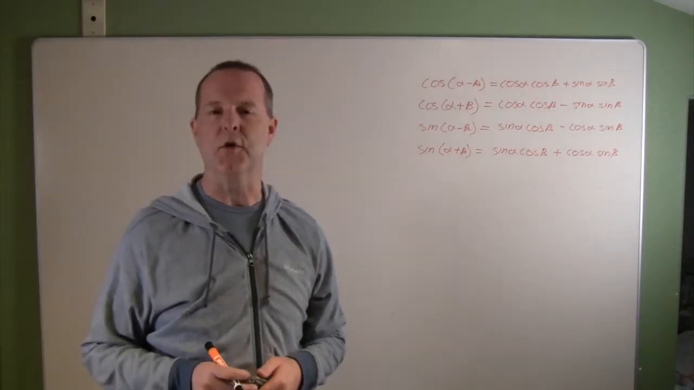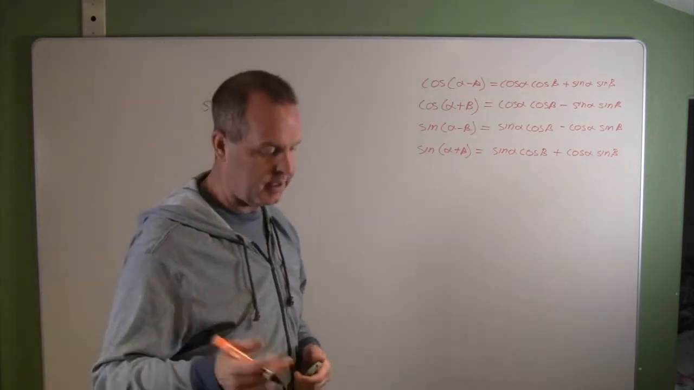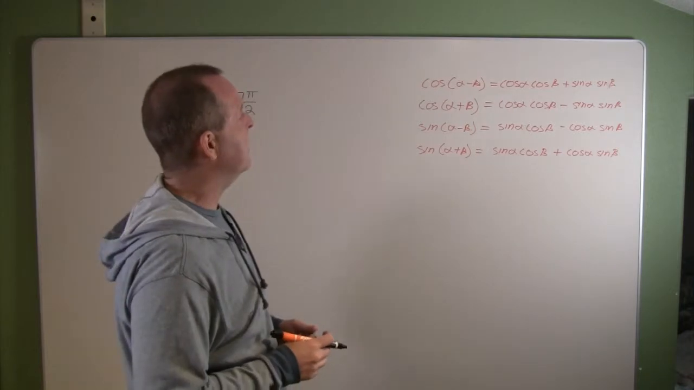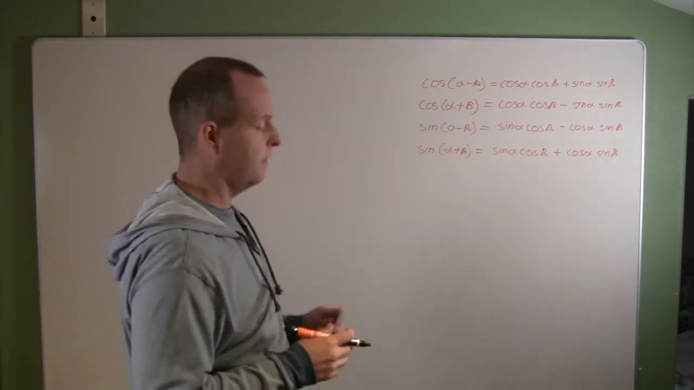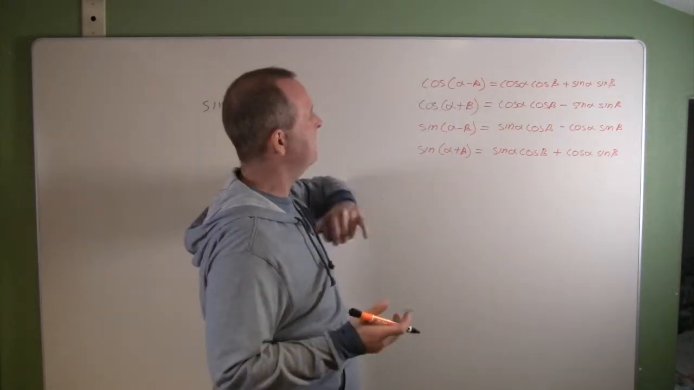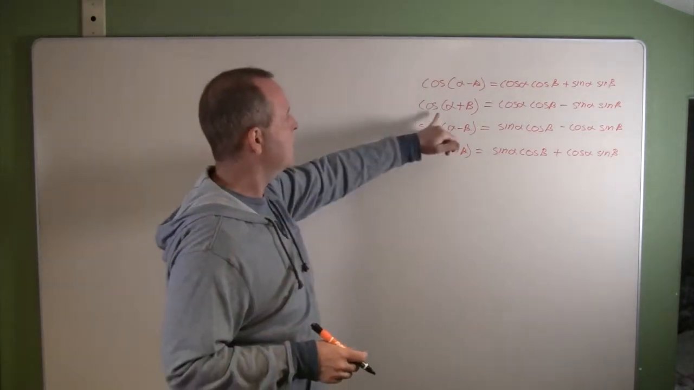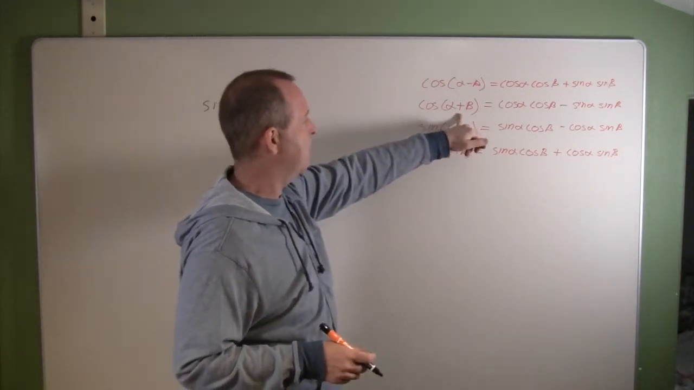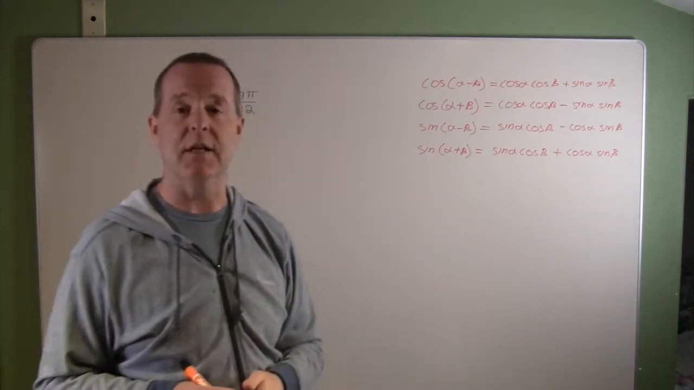I'd like to introduce three additional formulas that we could be using, where we have the sum and differences of two angles. I have the cosine of alpha minus beta, which is the one we introduced in the last couple of videos. We can also derive the cosine of alpha plus beta, the sine of the difference of the angles, and the sine of the addition of the angles.